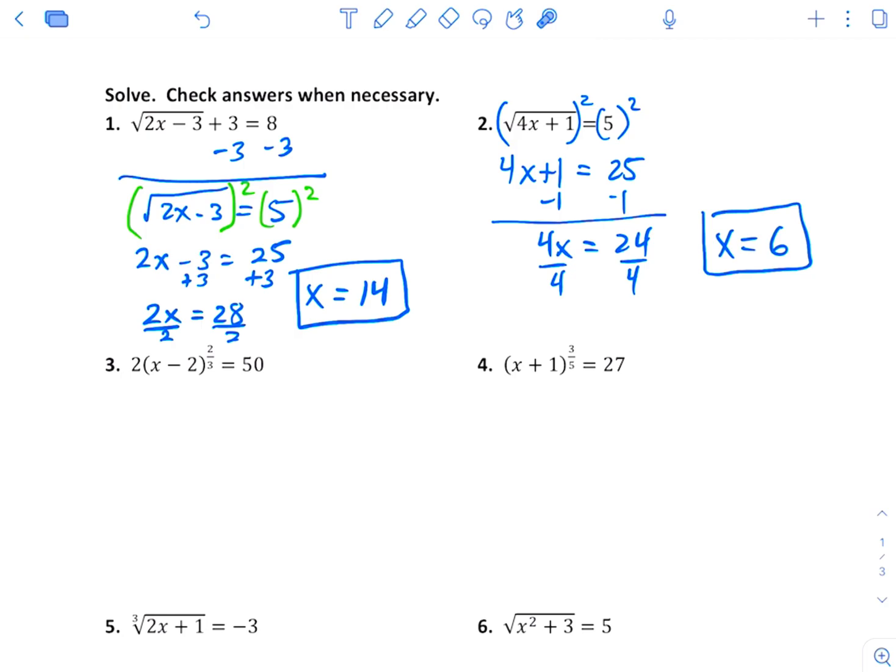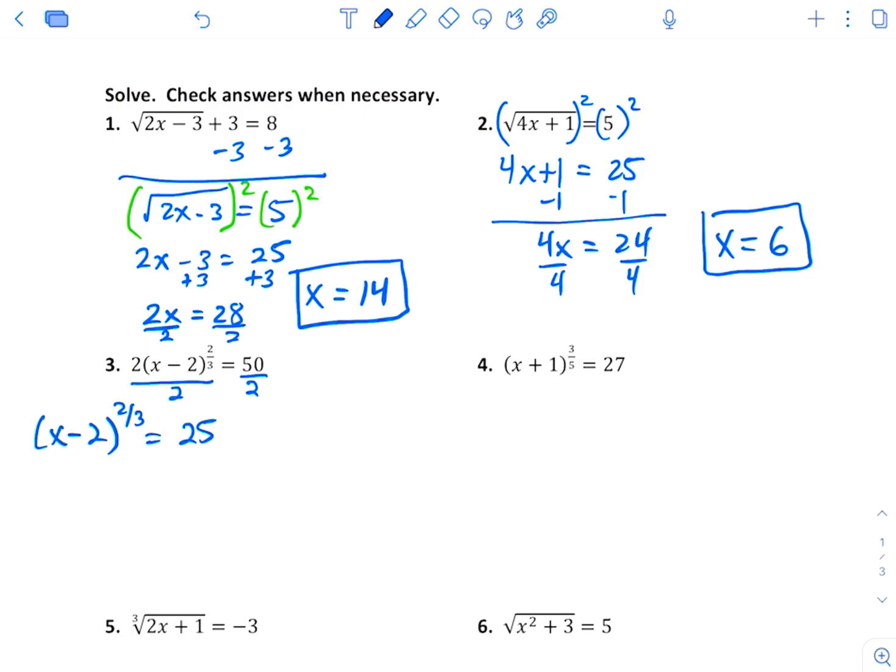Now on my next one, I have something in front of this. So that means I need to start by dividing both sides by 2. So I will have x minus 2 to the 2/3 equals 25.